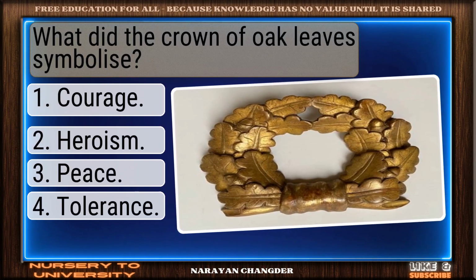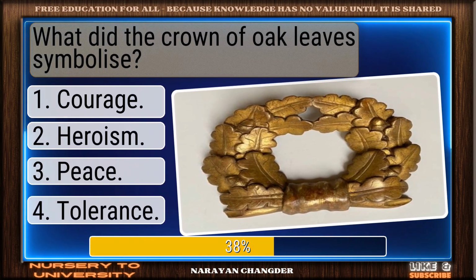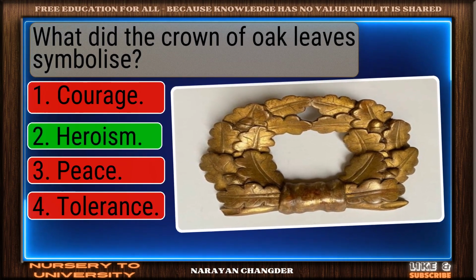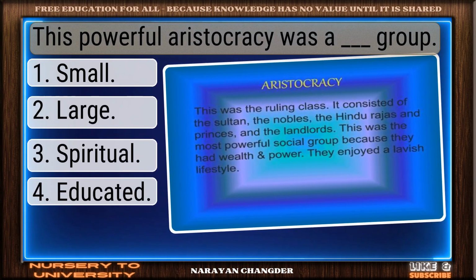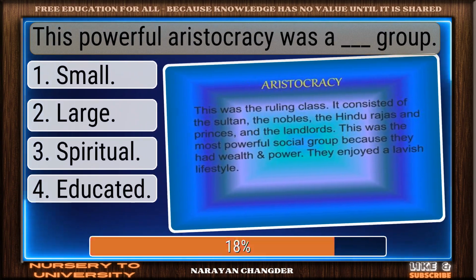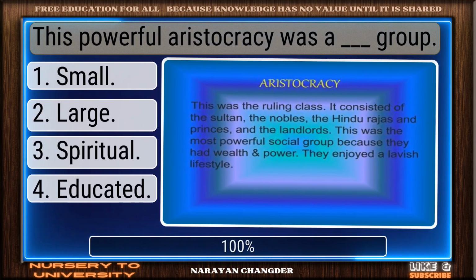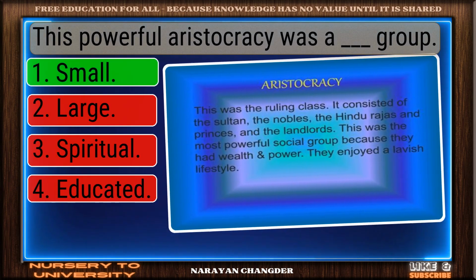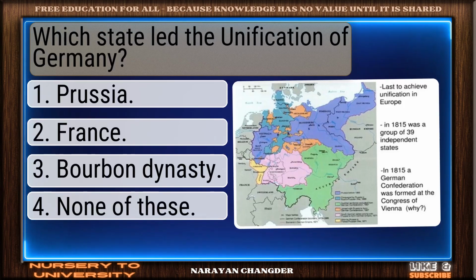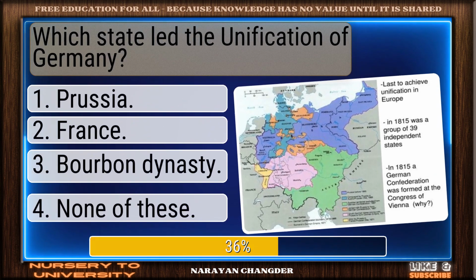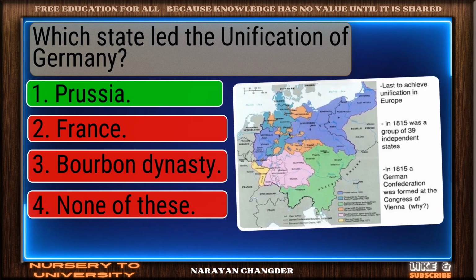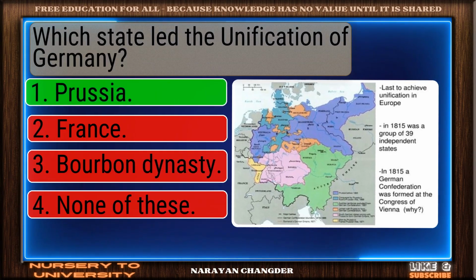What did the crown of oak leaves symbolize? Perfect. Heroism is the one. This powerful aristocracy was a dash group. Nice selection. Small is correct. Which state led the unification of Germany? Well picked. Prussia is correct.